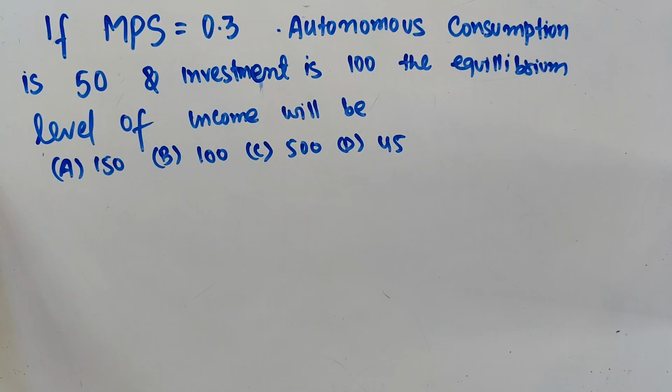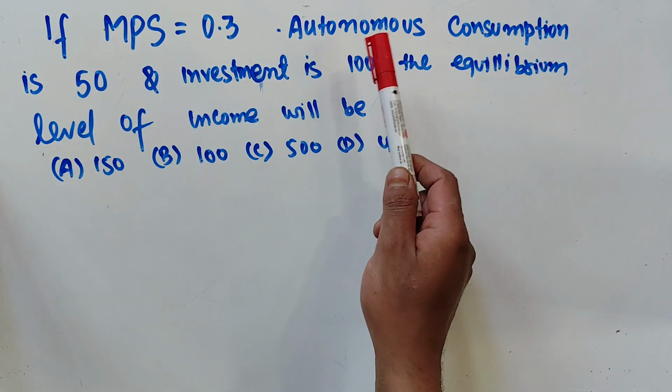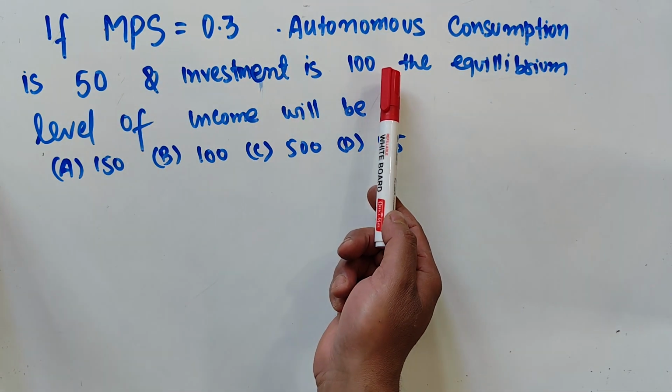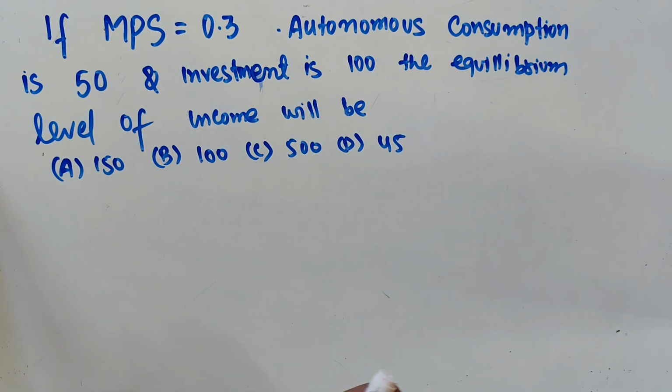Let us solve a question on how to find out the equilibrium level of income. The question is, if marginal propensity to save is 0.3, autonomous consumption is 50 and investment is 100, the equilibrium level of income will be, the options are being given, we need to find out the correct option.